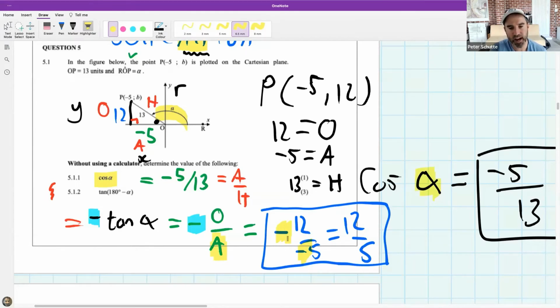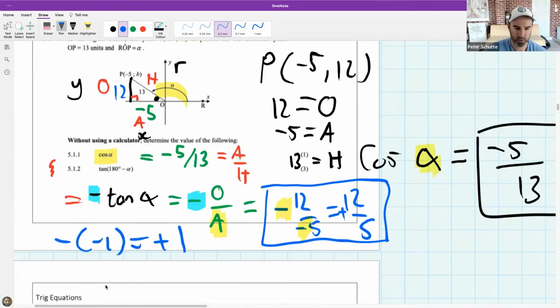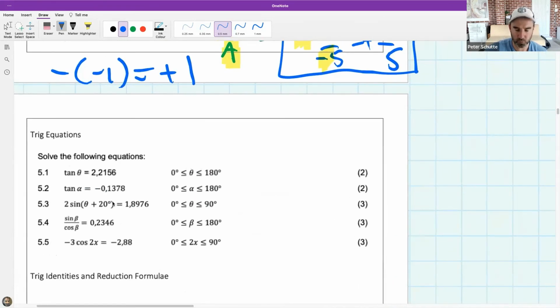And so minus 12 over minus 5 is going to be the same as positive 12 over 5. It's a principle in mathematics. Like if I have minus 1, I get plus 1. Okay, cool.